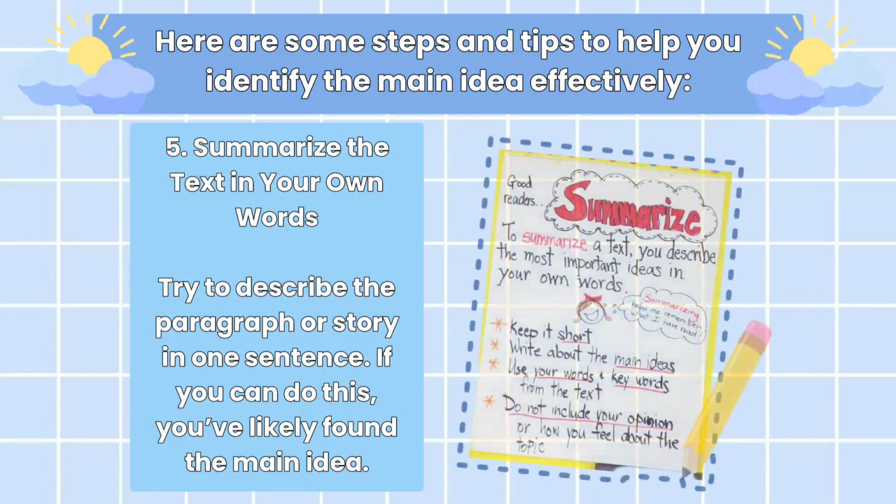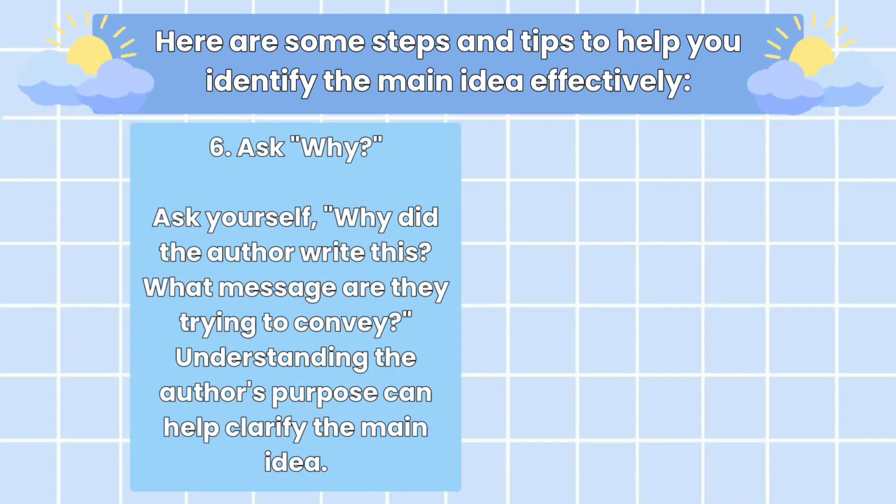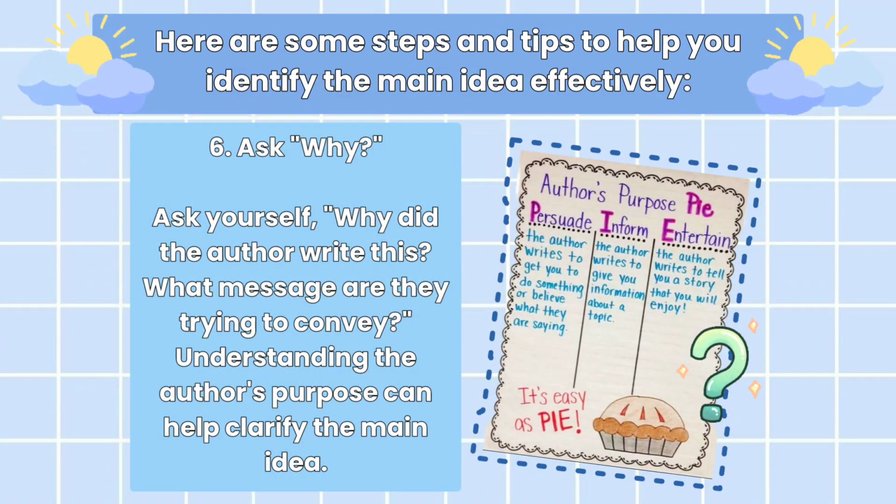Fifth, summarize the text in your own words. Try to describe the paragraph or story in one sentence. If you can do this, you've likely found the main idea. Lastly, ask why. Ask yourself, why did the author write this? What message are they trying to convey? Understanding the author's purpose can help clarify the main idea.